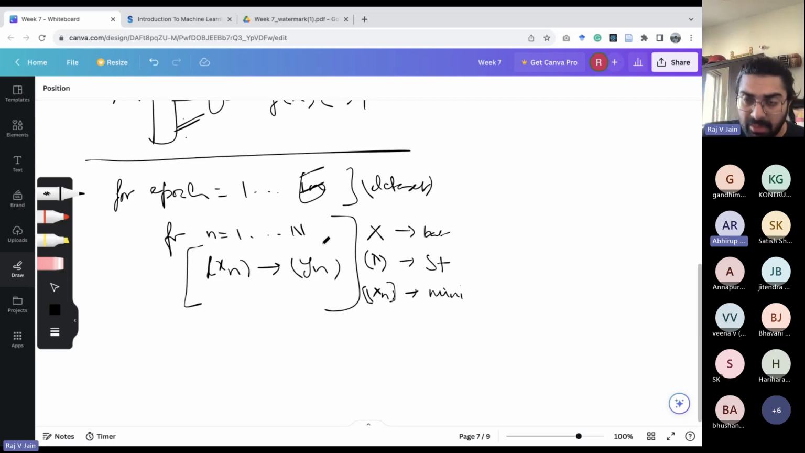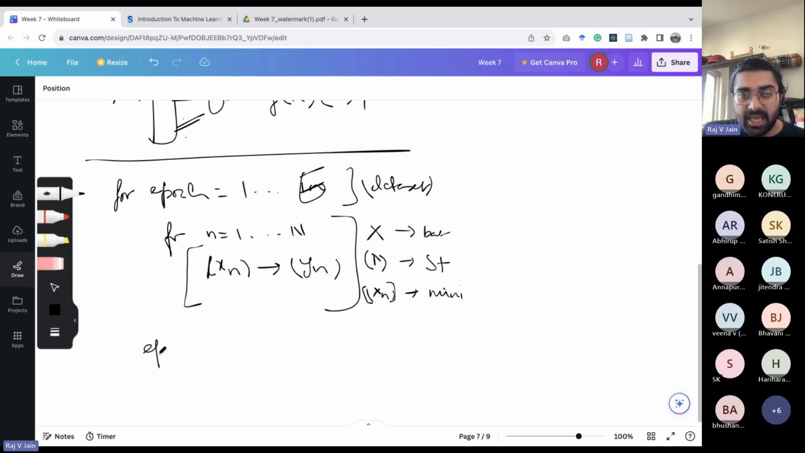Yes, we start from that point of weights. In fact, that's exactly what I was saying. Here in this inner loop, you're going forward propagating and back propagating. So what does back propagating mean? You're updating the weight itself.